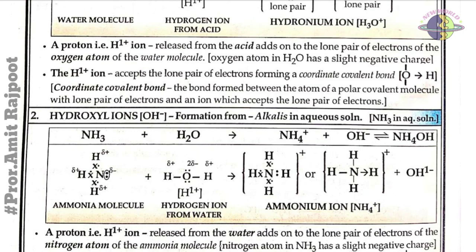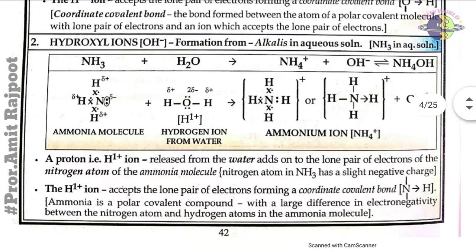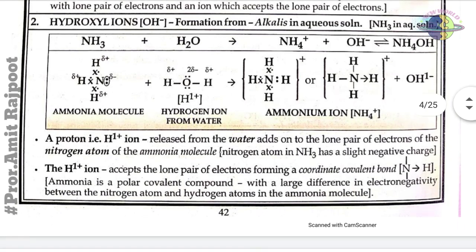So the ammonia molecule combines with a hydrogen ion from water to form the ammonium ion, and here a proton released from the water adds to a lone pair of electrons of the nitrogen atom of the ammonia molecule. Okay, and the hydrogen ion accepts the lone pair of electrons, forming a coordinate covalent bond here also.